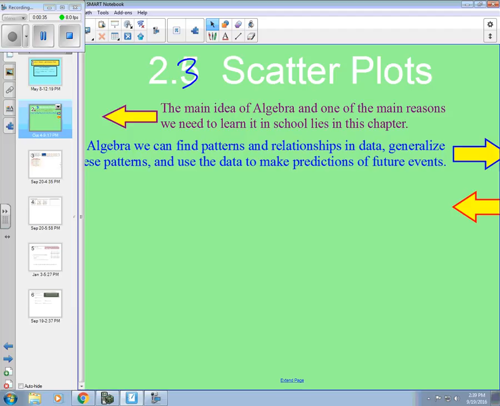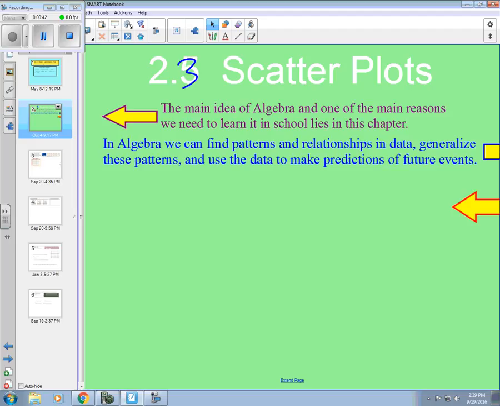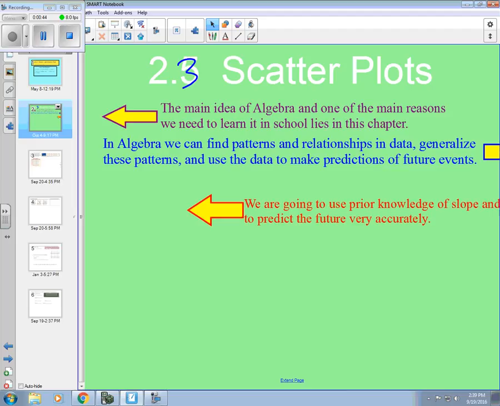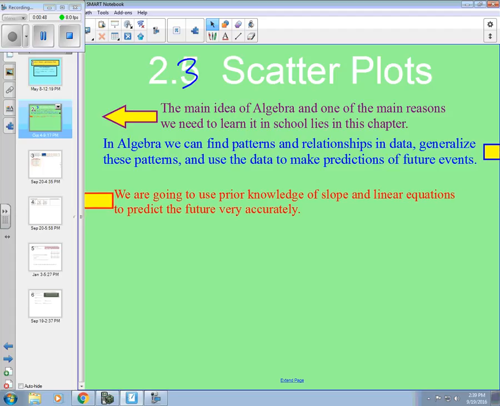The main idea of algebra, on the whole, is to look at things in this section. So we want to be able to find patterns and relationships in data, generalize these patterns, and use the data to make predictions for the future. That's one of the big goals of algebra. So we're going to use that in this section and some of your prior knowledge of slope and linear equations to predict what's going to happen later on.